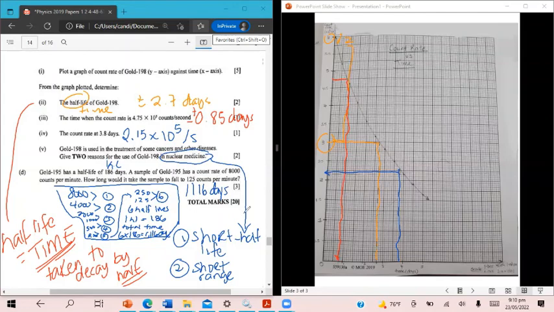All right, so that is your question. That's the end of the question. 1 point for doing this little bit here, finding out how many half-lives. Another point for doing this little calculation, and of course for stating your answer correctly. All right, that's it.